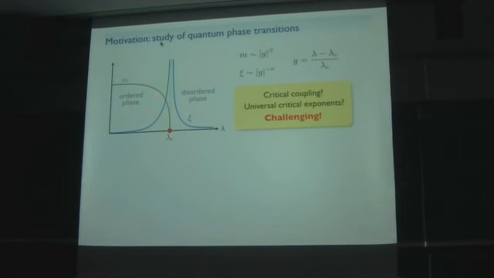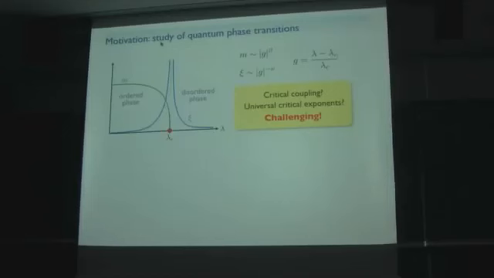And in general, it's challenging to determine this critical point in an accurate way, and also the universal critical exponents, which describe the behavior, for example, of the order parameter in the vicinity of this quantum critical point.